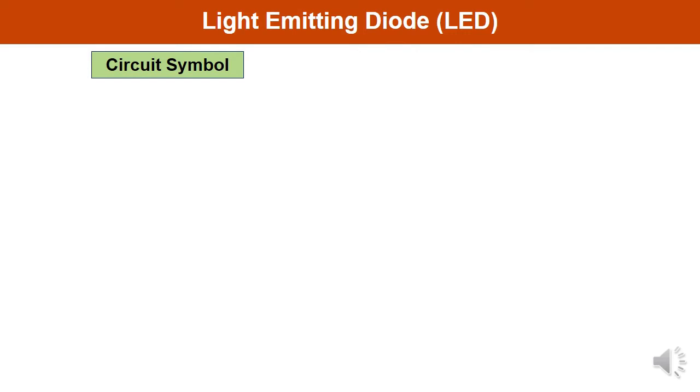Moving ahead, circuit symbol. What is the circuit symbol? How to represent the LED whenever you are going to construct or design any circuit? You can see the diode is also a two-terminal device. The terminals are anode and cathode, and since it releases light, light is emitted. So here you can see these arrows are outward actually. It is a symbolic representation, that means light is being released in the form of photons.